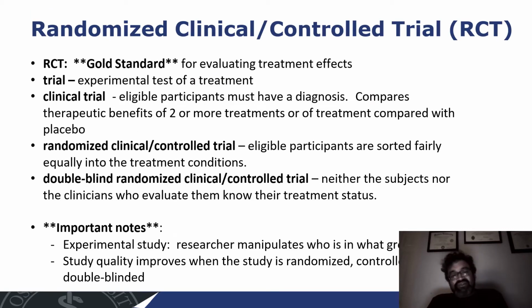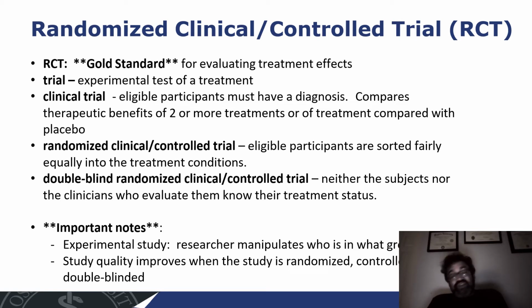The randomized clinical controlled trial is the gold standard for evaluating treatment effects. A trial is an experiment, a test of a treatment. In a clinical trial, eligible participants have a diagnosis, and it compares therapeutic benefits of two or more treatments, or of a treatment compared with placebo. In a randomized clinical controlled trial, eligible participants are sorted fairly, equally, into the treatment conditions. In a double-blind randomized controlled trial, neither the subjects nor the clinicians who evaluate them know their treatment status.